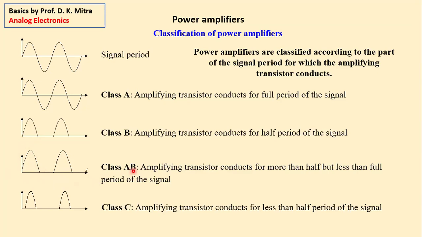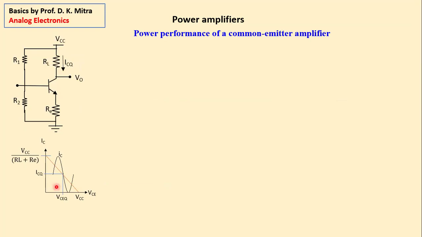And class C is when the amplifying transistor conducts even less than half of the period of the signal. That means half of the period is pi, so it conducts for even less than pi period. Now a question may come: if the amplifier does not conduct for the full period, then how will it amplify the signal, the sound? That we shall see later on, right? These are the classifications. Next slide.